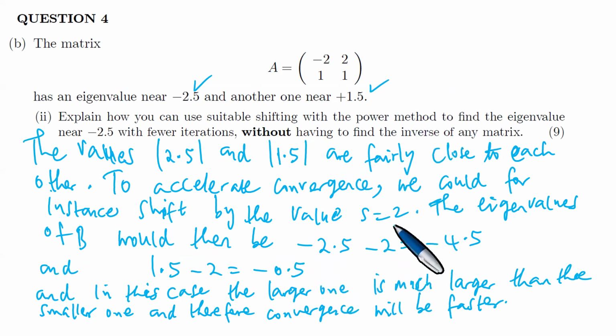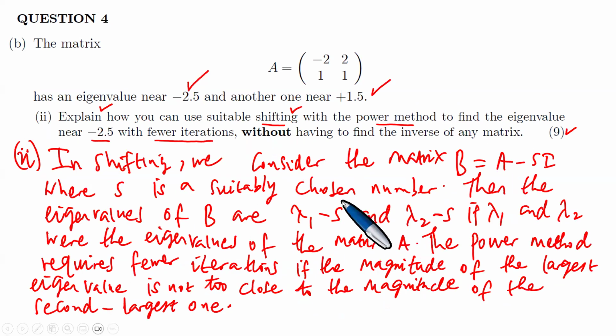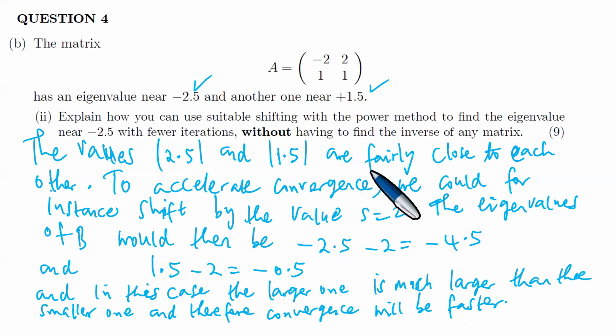Because we have said, therefore, the eigenvalues of B would be given by what? Would be given by lambda 1 minus S, lambda 2 minus S. Those are the formulas we're using. So if we shift by the value 2, the eigenvalues of B would therefore be minus 4.5 and minus 0.5. Because we then say minus 2.5 minus 2, yeah?